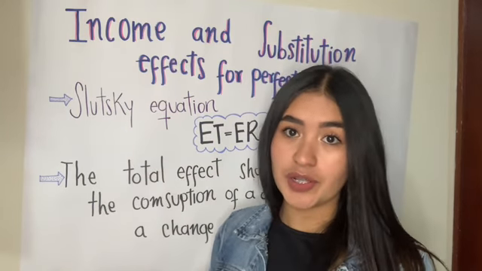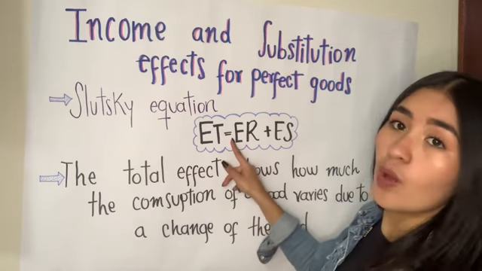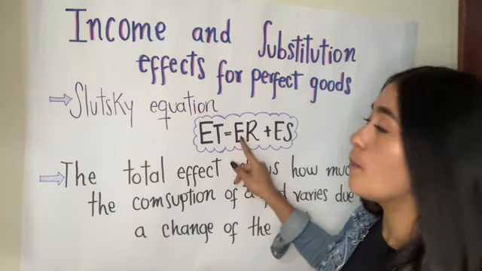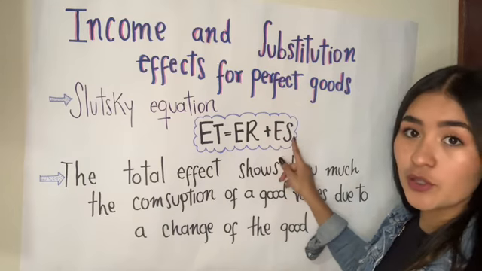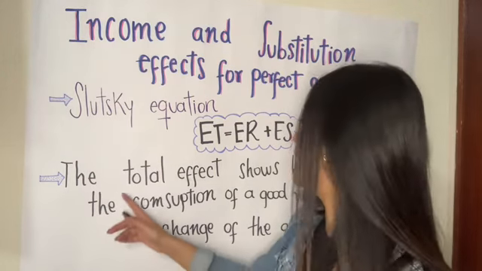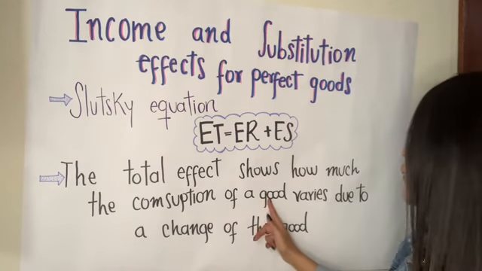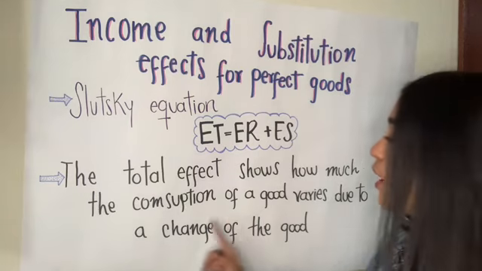This equation says that the total effect is equal to the income effect plus the substitution effect, where the total effect shows how much the consumption of a good varies due to a change in price. It's normal that the first time you cannot understand the last concept, but don't worry, let me explain it with a simple example. So let's start.